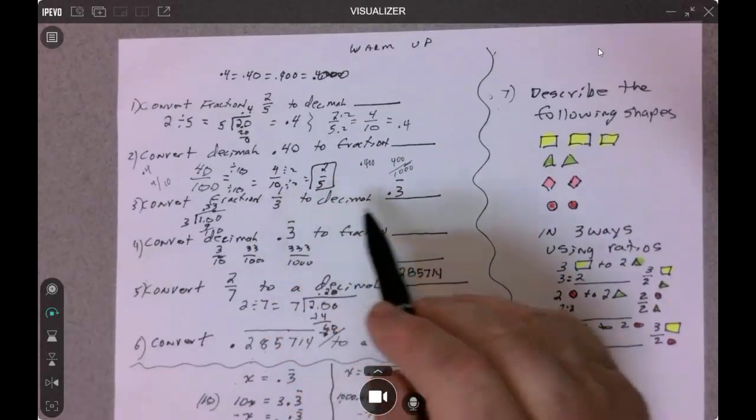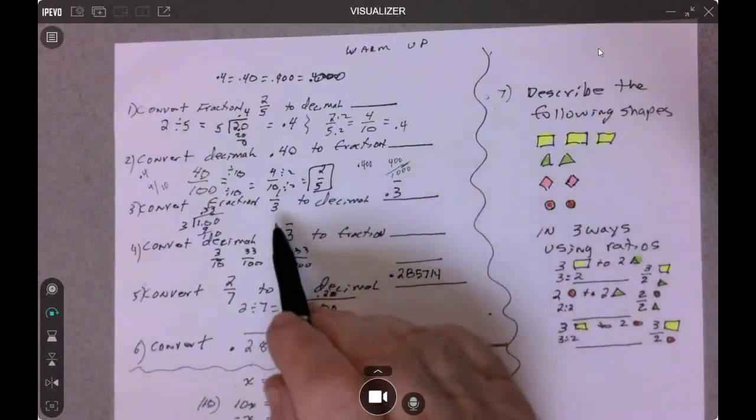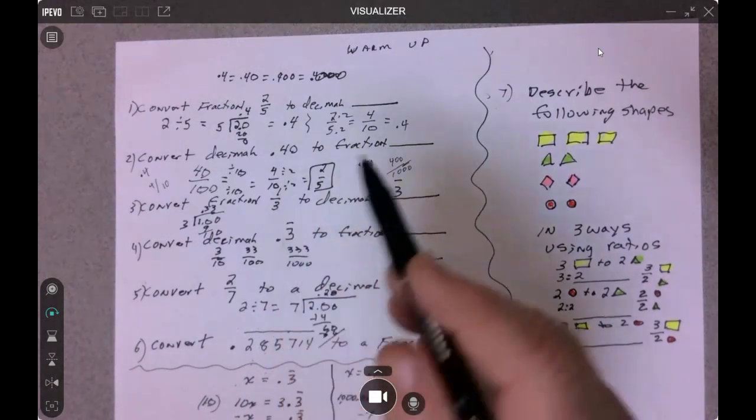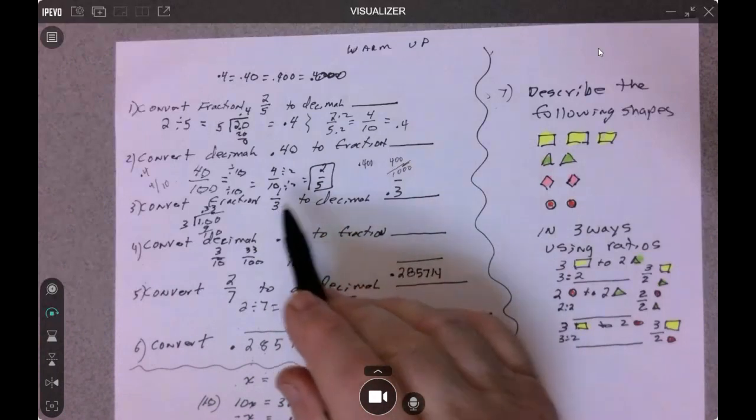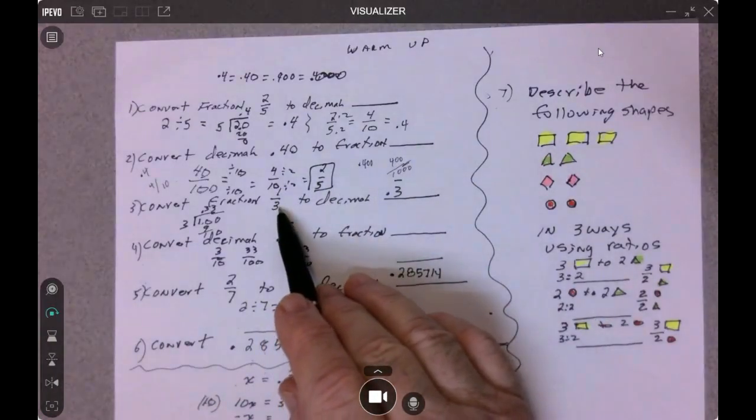Convert the fraction 1/3 to a decimal. Again, we're just going to divide. Why? Because there's no way I can multiply 3 times a whole number and get 10. Think about that for a minute. 3 times 3 is 9, 3 times 4 is 12. I can't get to 10, or 100 for that matter. So what I did is I said, let's divide it out.